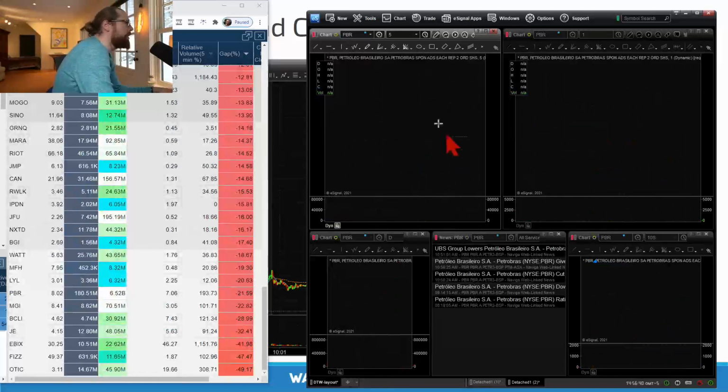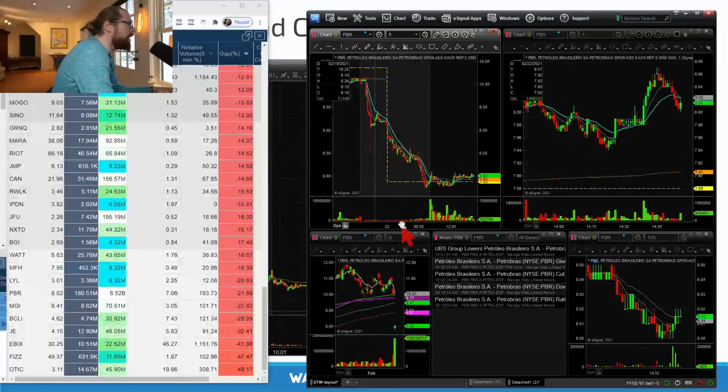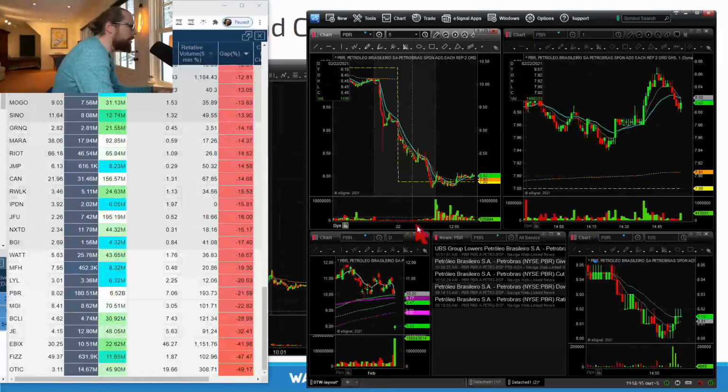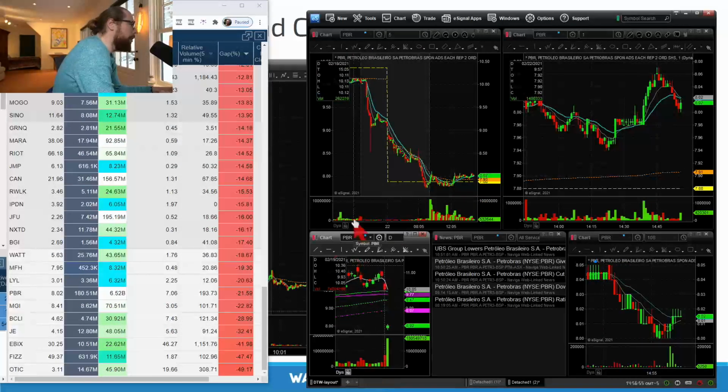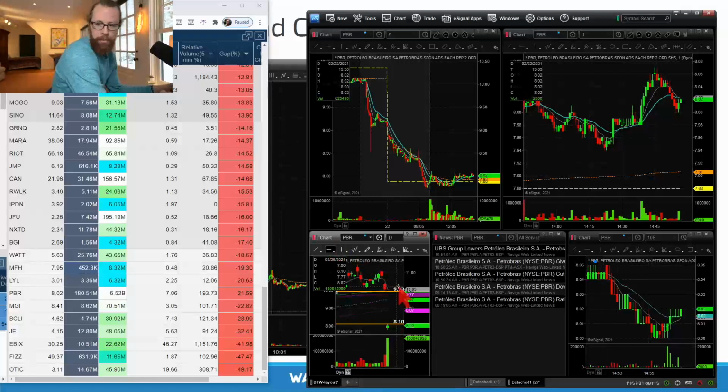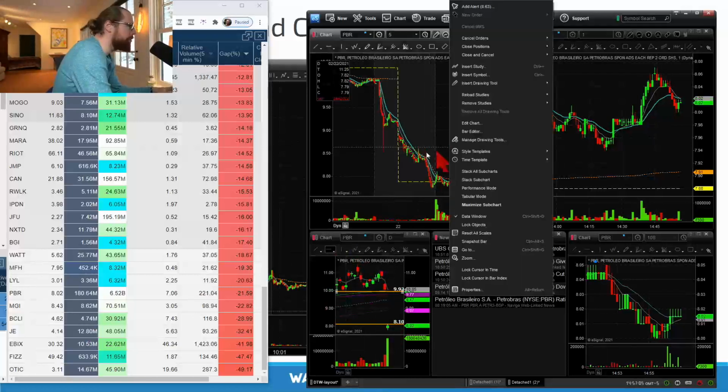PBR, so it looks like a petroleum related company. Hard sell off from 10 down to 8. Bounces a little into the open and then just kind of goes sideways. So this one, at a certain point, we could look at this and say we have a gap fill potential here from 8.10 to 9.93. But of course, given the fact that this has a float of 6.5 billion shares, we would probably never trade it.